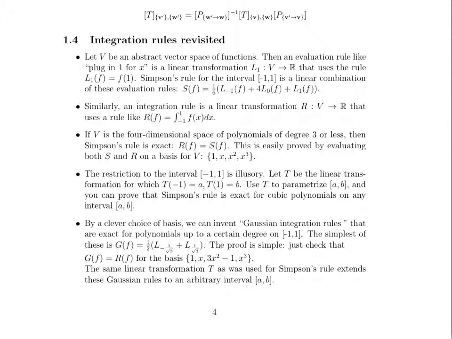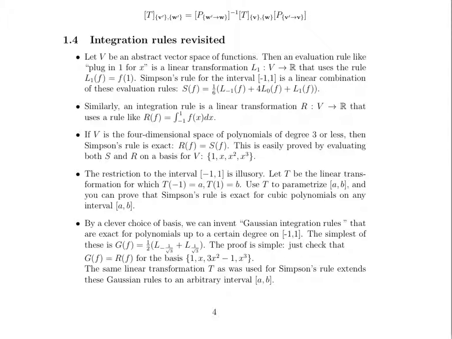So we have these abstract vector spaces. Let's let V be a particular abstract vector space of functions. Then an evaluation rule like plug in 1 for x is actually a linear transformation that goes from this abstract vector space to the real numbers. It uses the rule that it selects a particular function in that abstract vector space and returns that function's value at x equals 1.